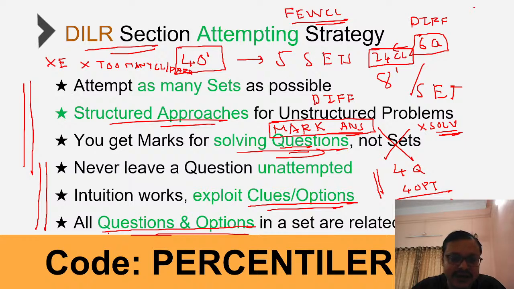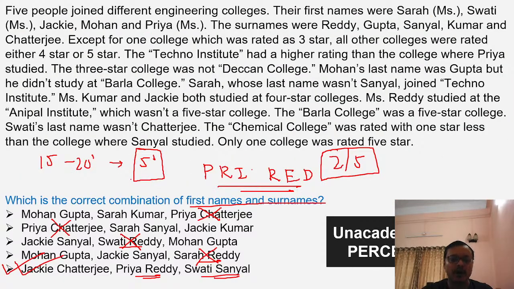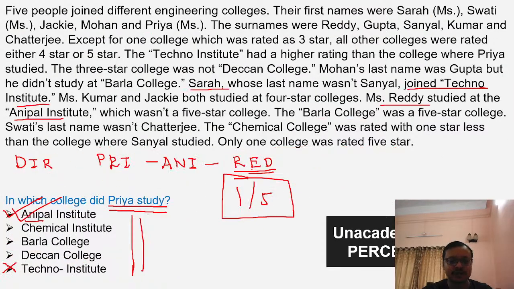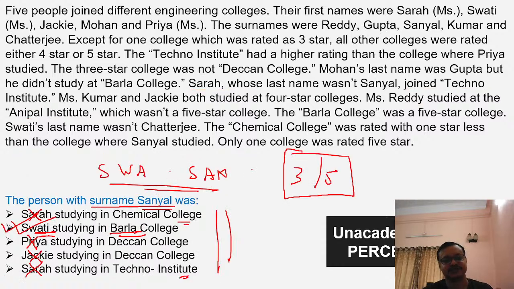Also remember, in DILR, never leave a question unattempted. So for example, when you're left with that one question remaining in the set, what we focused on is at least marking some answer instead of leaving it empty. And that is how we ended up getting all 5 questions sorted in the set.